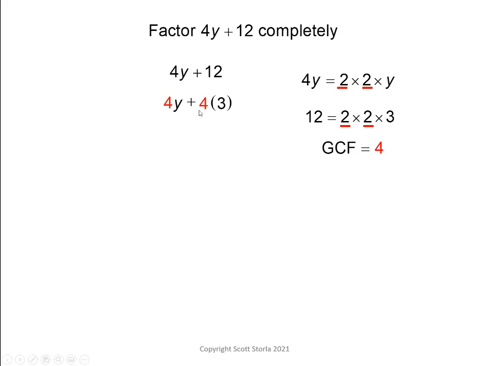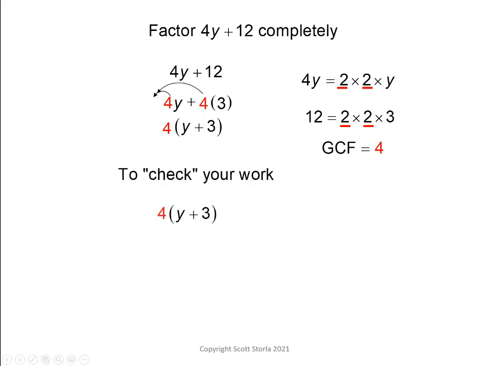Now I factor out the 4, that is, I write a single factor of 4, and then I build a set of parentheses, and in the parentheses I put everything that isn't the 4. That is, I put the y plus the 3. This is now the factored form of 4y plus 12. To verify my work, I can distribute, and we usually just do this in our head. This will be 4y plus 12. That matches my original polynomial, so I feel that my factored form is correct.